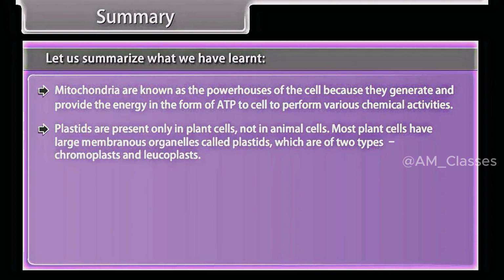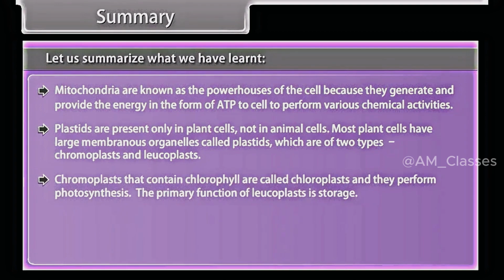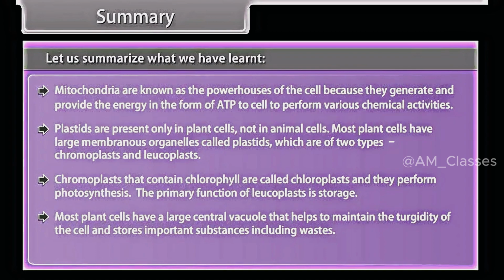Plastids are present only in plant cells, not in animal cells. Most plant cells have large membranous organelles called plastids, which are of two types, chromoplasts and leucoplasts. Chromoplasts that contain chlorophyll are called chloroplasts, and they perform photosynthesis. The primary function of leucoplasts is storage. Most plant cells have a large central vacuole that helps to maintain the turgidity of the cell and stores important substances including wastes.